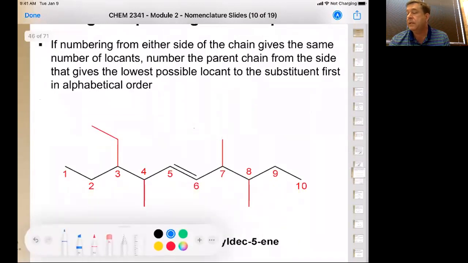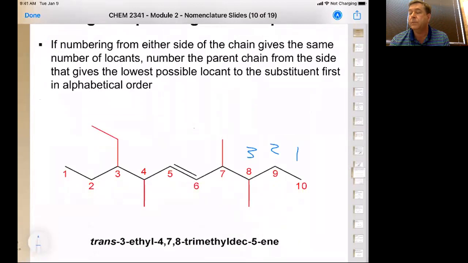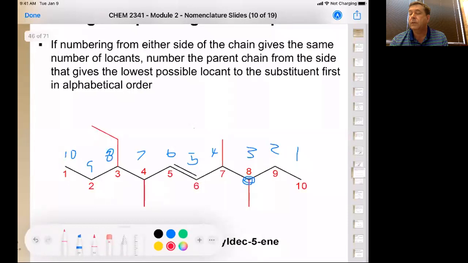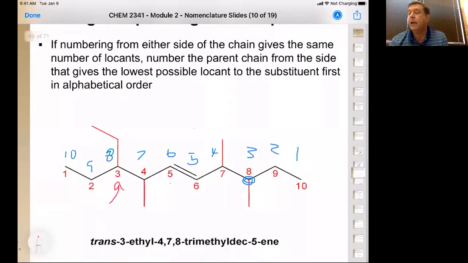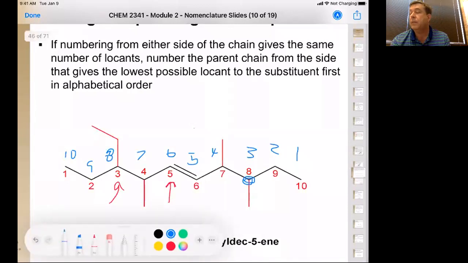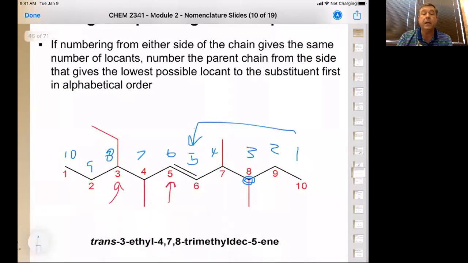So if we numbered from this side here, 1, 2, 3, our first substituent is on the 3 carbon, 4, 5, 6, 7, 8, 9, and 10. Okay, so in red, our first substituent is on the 3 carbon, and our alkene, which is what we're naming the compound for, is on a 5. And if we name it in blue, the alkene, which has to be the lowest number, is also on a 5. So neither direction says which way we can number it.